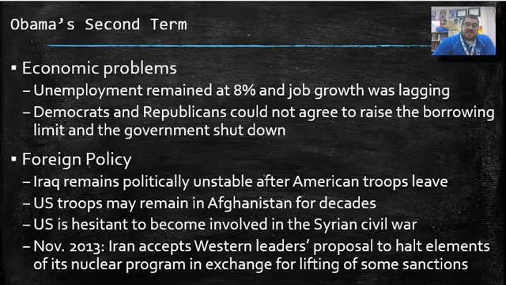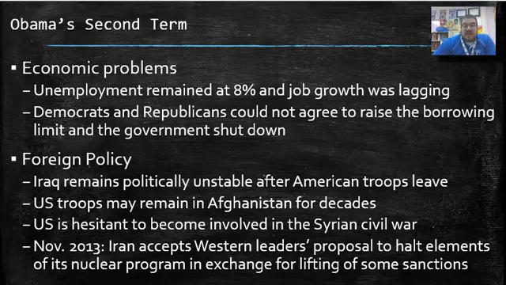In our foreign policy, Iraq remains politically unstable after American troops leave. ISIS begins to form during this time, or the Islamic State. It goes by a bunch of names, but IS or ISIS, or there's some other ones too. There's a civil war brewing in Syria during Obama's second term, and we are hesitant to get involved in that because of public perception about how it would be viewed going back into the Middle East after just getting out.